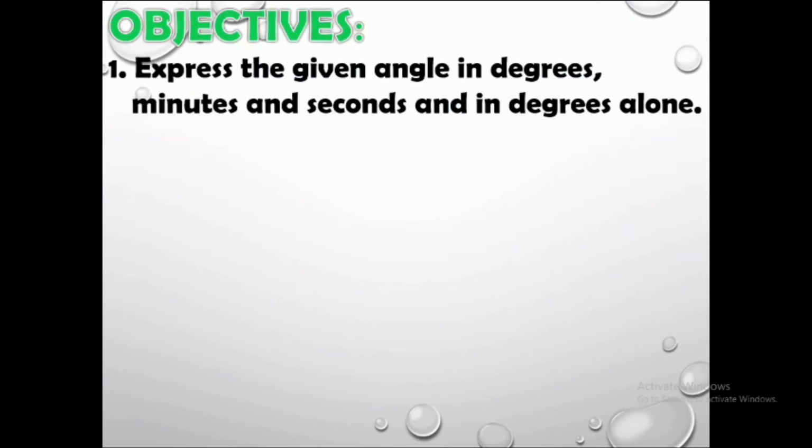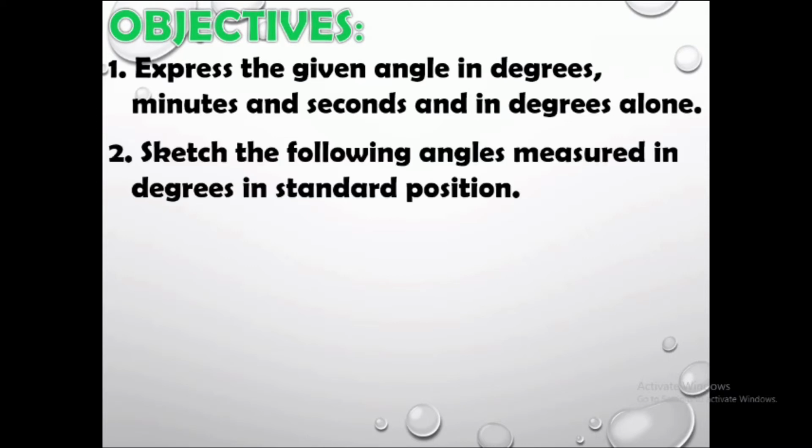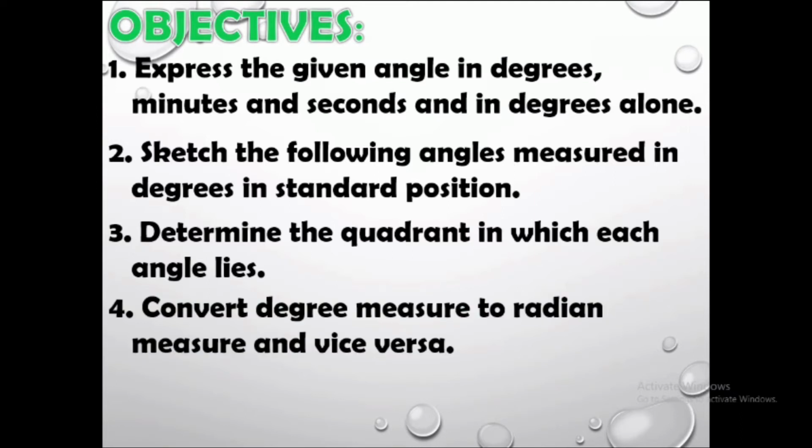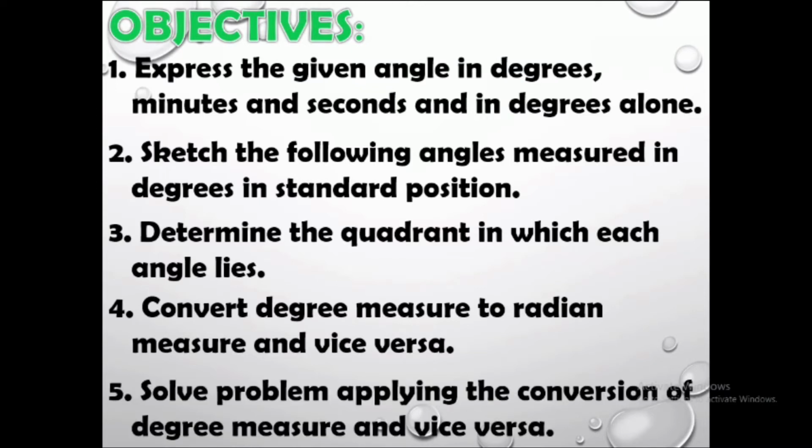To start with, here are the objectives for our lesson today. First, express the given angle in degrees, minutes, and seconds, and in degrees alone. Second, sketch the following angles measured in degrees in standard position. Third, determine the quadrant in which each angle lies. Fourth, convert degree measure to radian measure and vice versa. And fifth, solve problems applying the conversion of degree measure to radian measure and vice versa.